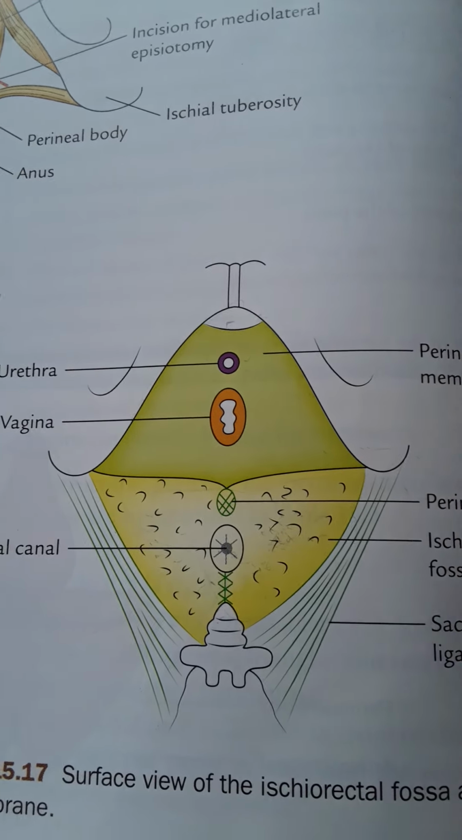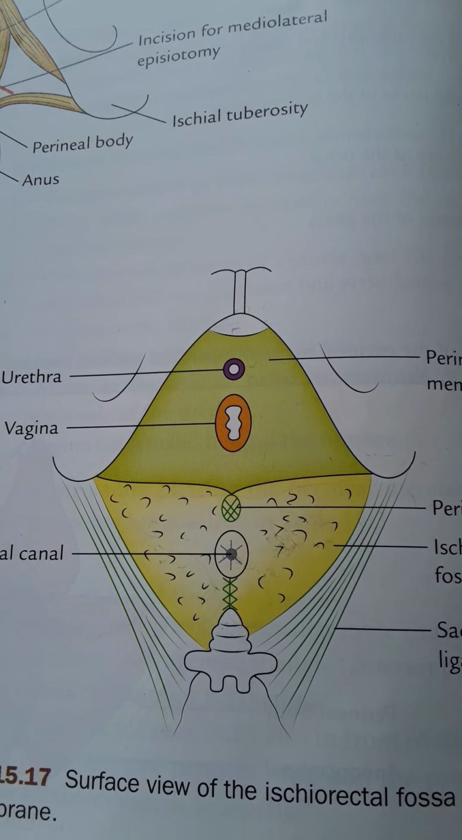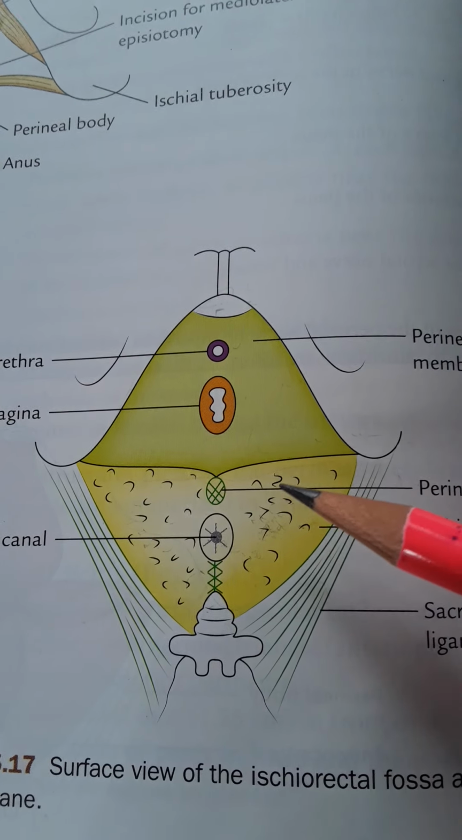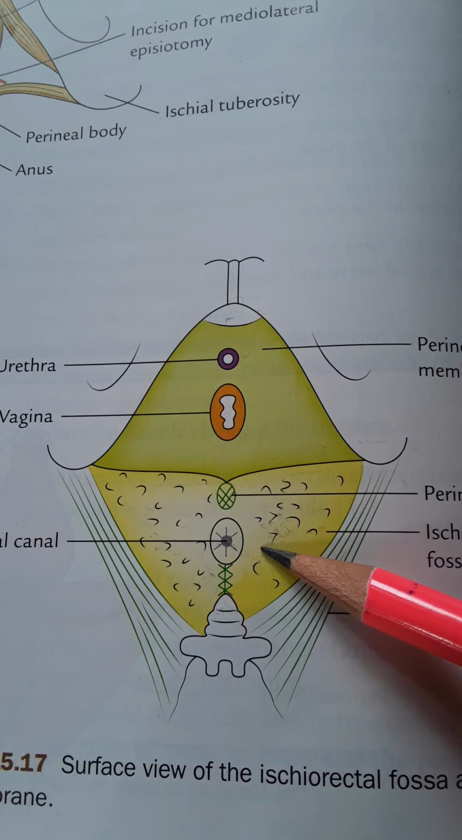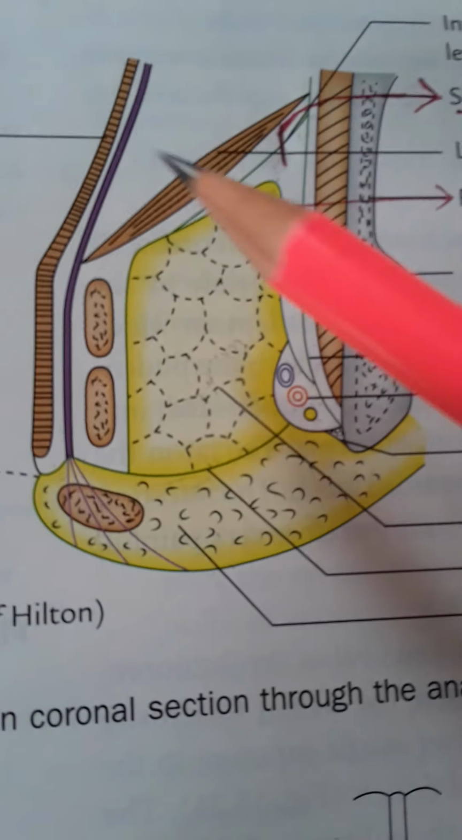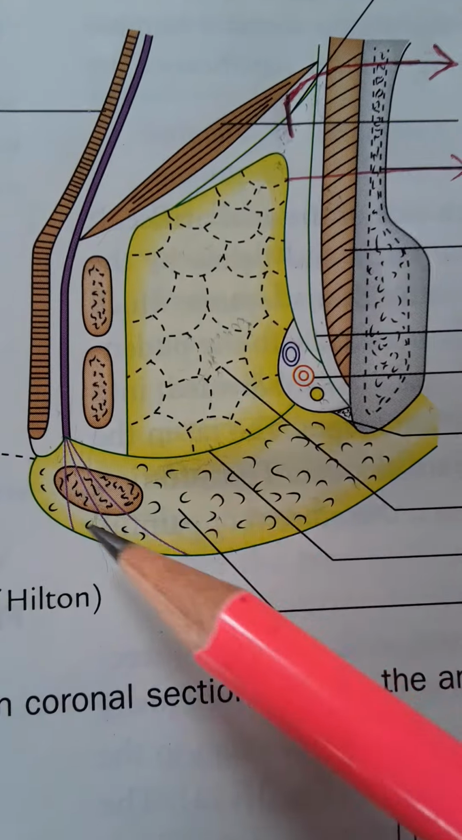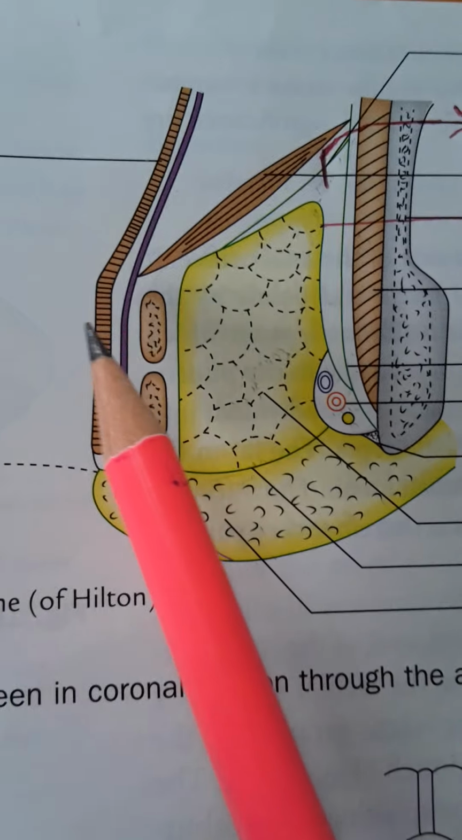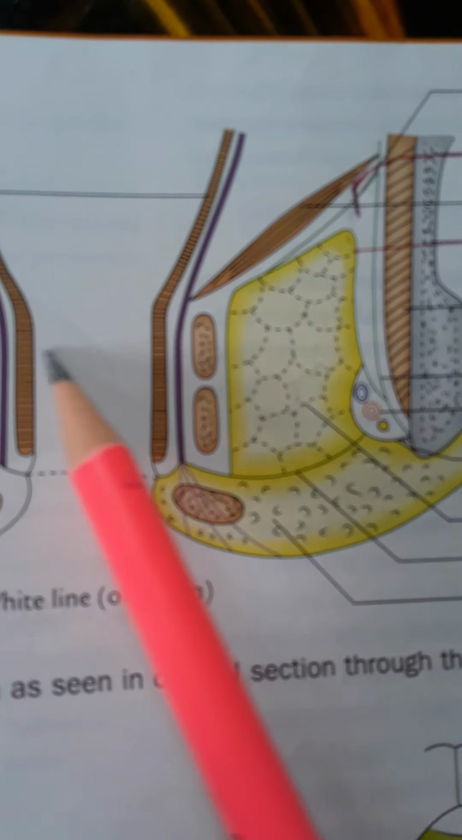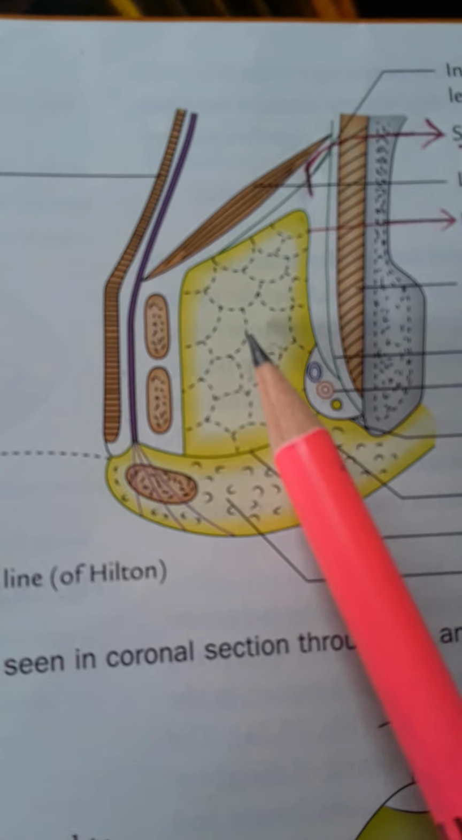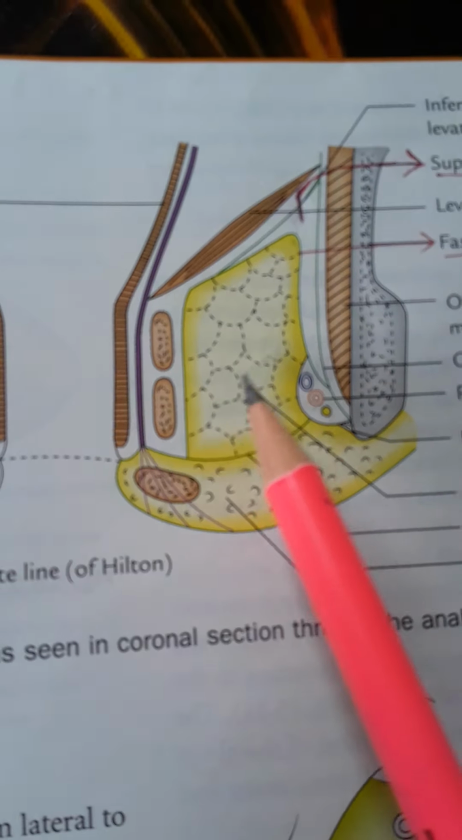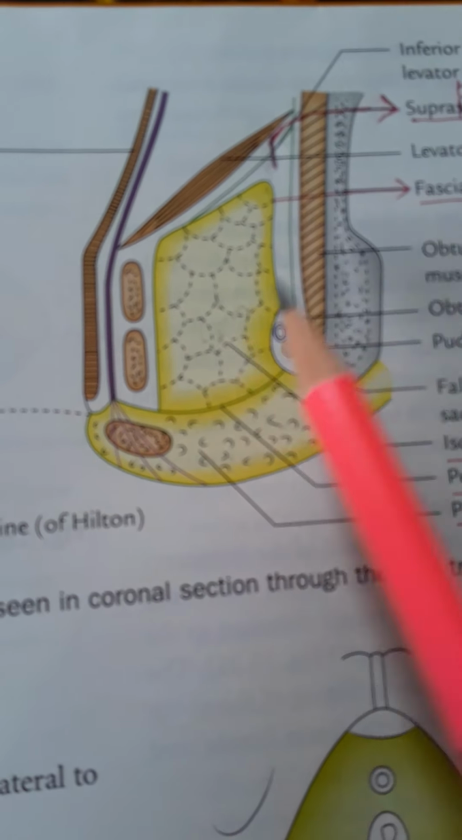The pelvic outlet is filled with the pelvic diaphragm, which supports the pelvic viscera from below. So these spaces are present below the pelvic diaphragm. The ischiorectal fossa is a wedge-shaped space situated on either side of the anal orifice. This is the anal canal, and these spaces are present on either side of it.